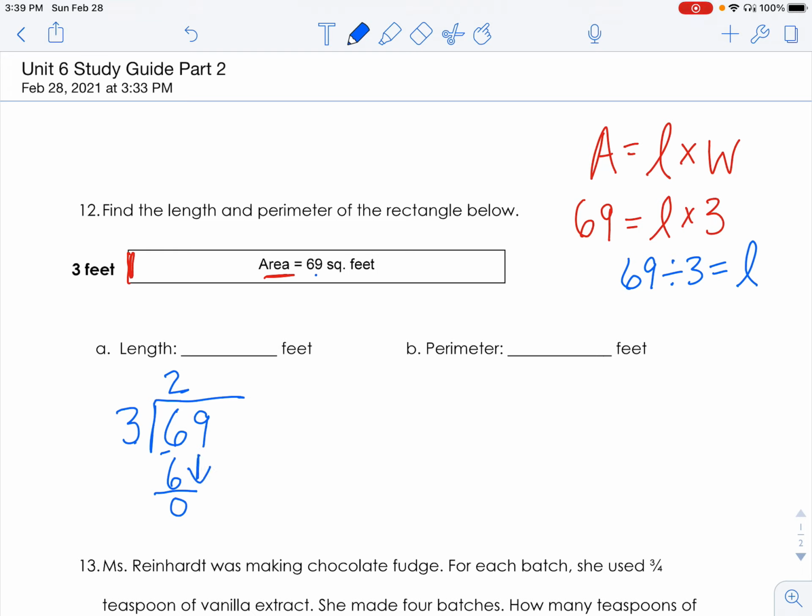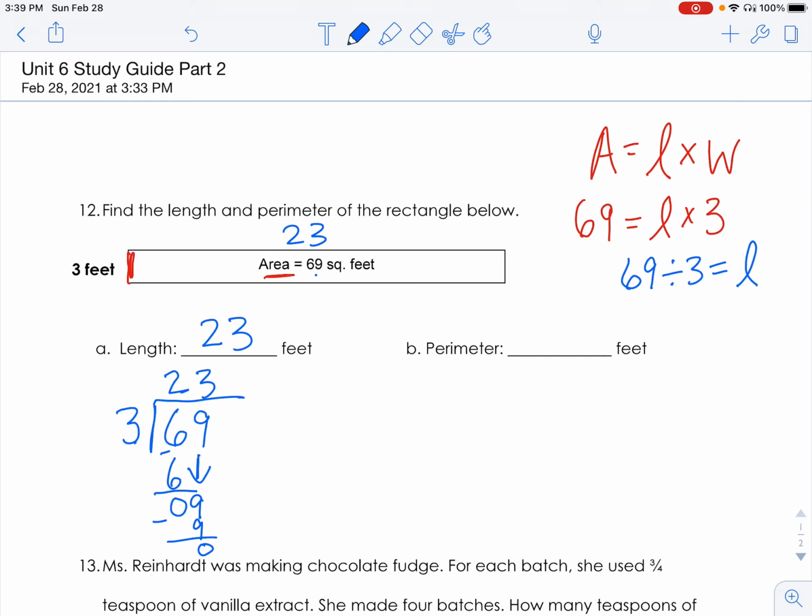Yep, so I know I did that correctly. I'll bring down my 9. And now I have a new dividend of 9. How many times does 3 go into 9? You know that's 3. 3 times 3 is 9. I subtract 0. I'd go to bring down, but there's nothing left to bring down, so I know it's exactly 23. My unknown was 23, because 23 times 3 will give me 69. That's why 69 divided by 3 gave me 23. So now we've got the length.